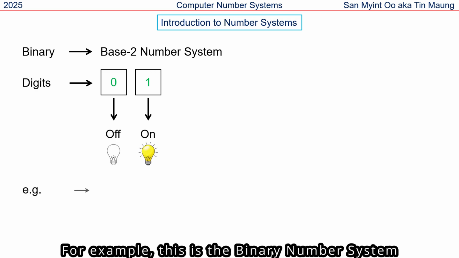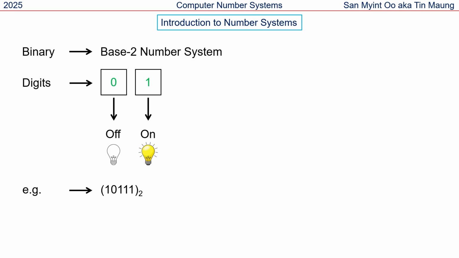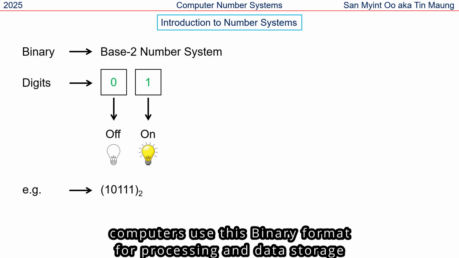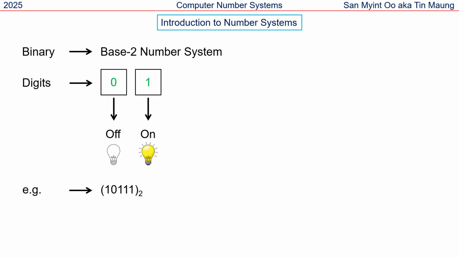For example, this is the binary number system. Although it is difficult for people to read, computers use this binary format for processing and data storage.